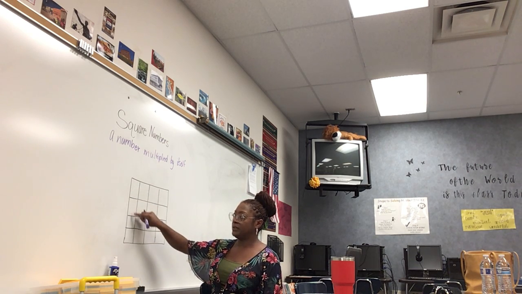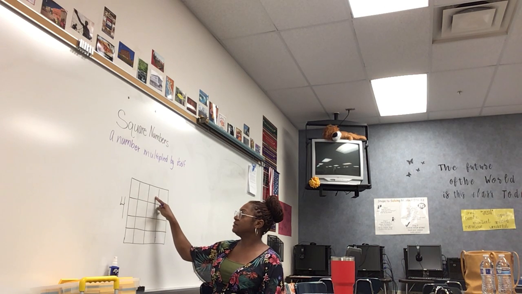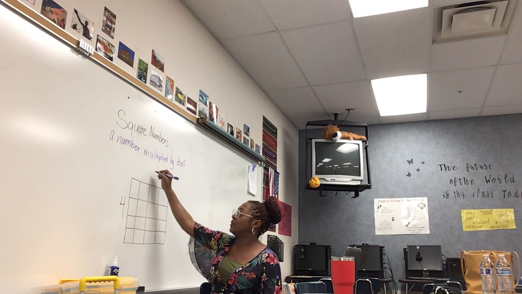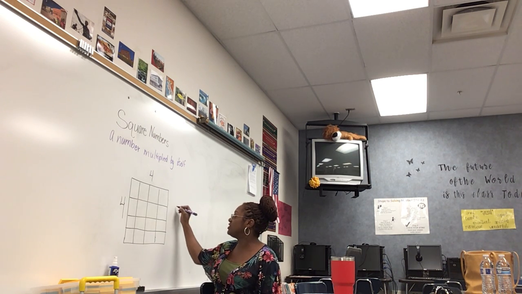How many do we have here? 4. How many do we have at the top? 4. What would our square number be? 12, wait, no, 16. 16. How did you get that answer?